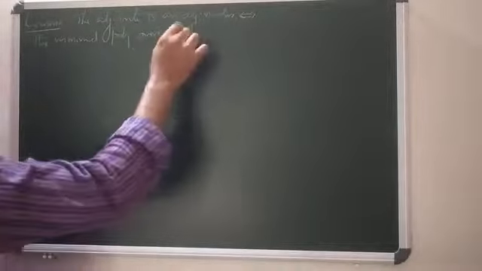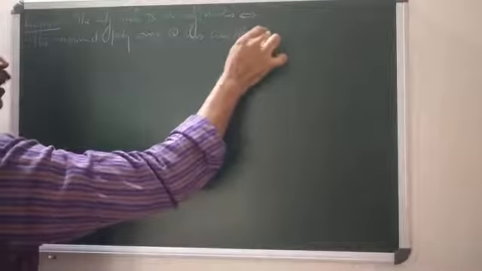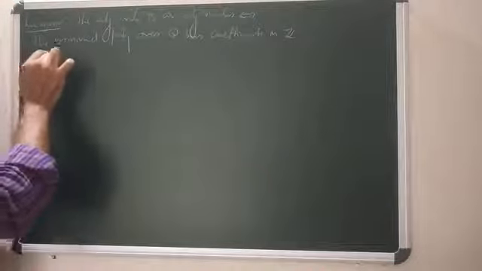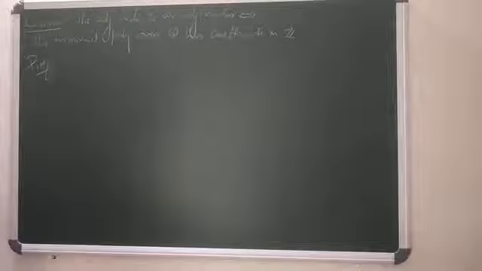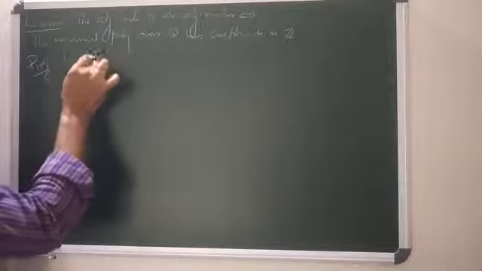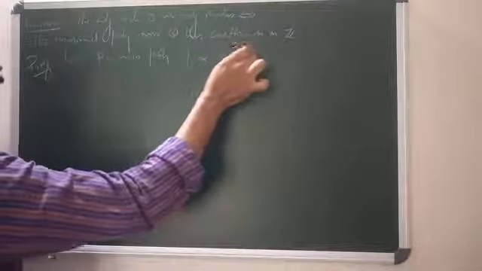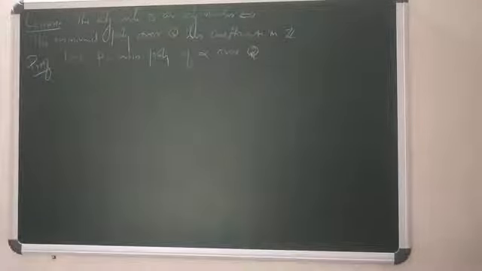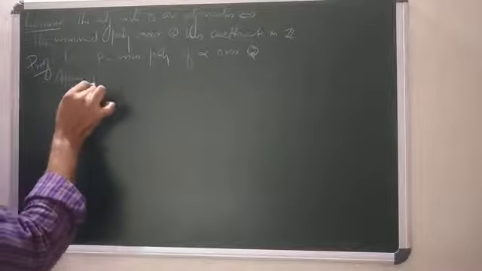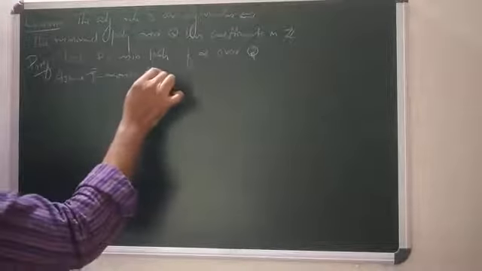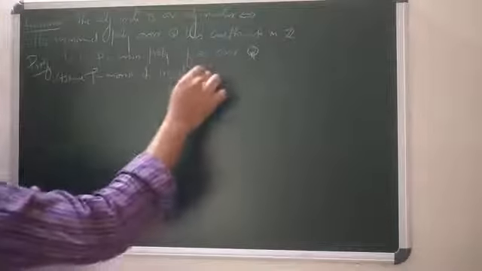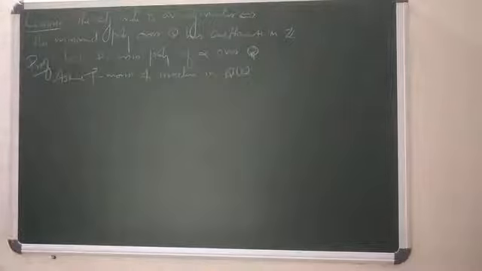Q means the set of rationals. The minimal polynomial over Q has coefficients in Z, the set of integers. So that's an interesting result. Proof: let P be the minimal polynomial of alpha over Q. Assume P is monic and irreducible in Q[T].